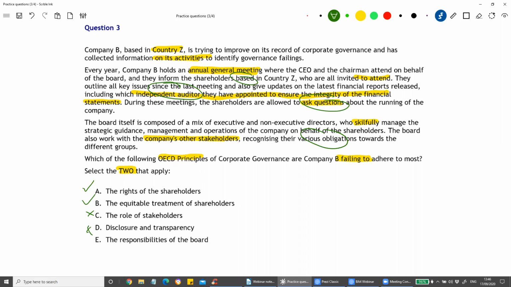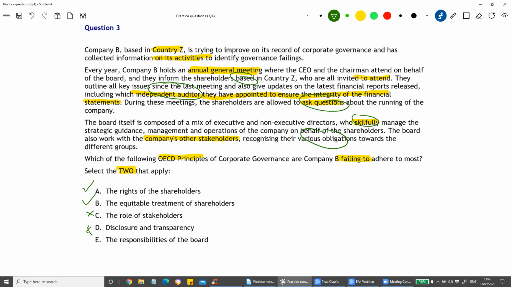And then we've got the responsibilities of the board. And the responsibilities of the board is all about the skills and the appropriate experience of the board. And we know, I highlighted this, that the board is made up of a mix of executive and non-executive directors who skillfully manage the guidance, management and operations on behalf of the shareholders.